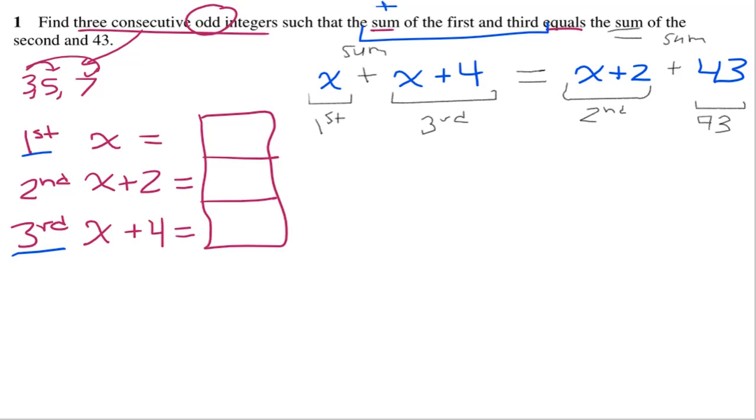All right, one more time, and I do like to read it a few times. Find 3 consecutive odd integers such that the sum of the first and the third equals the sum of the second and 43. All right. I'm going to rewrite this without all that writing underneath it, but since this is our first problem like this, it's a good idea to be sure you have all of those jotted down the way I have it up there.